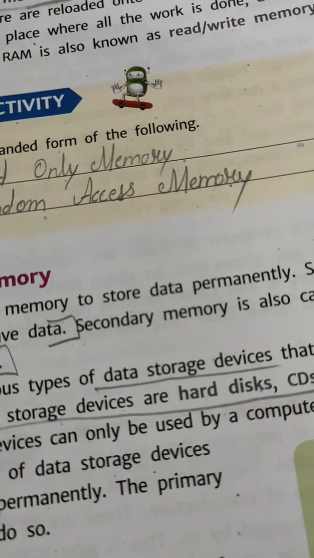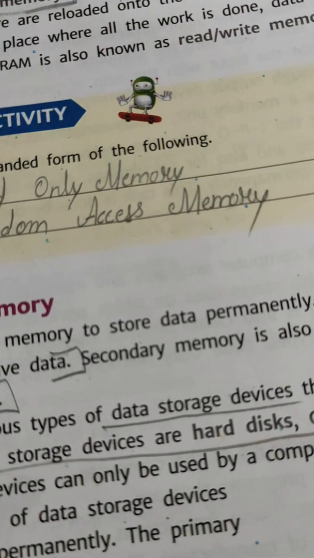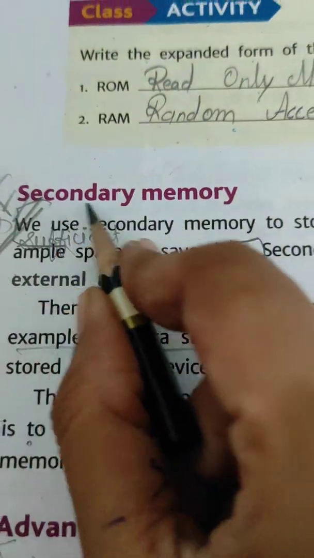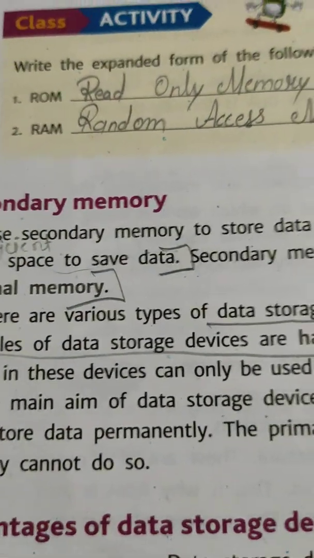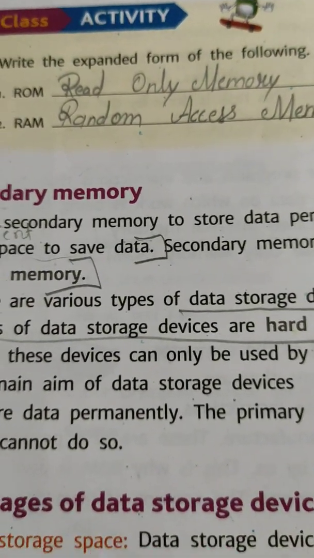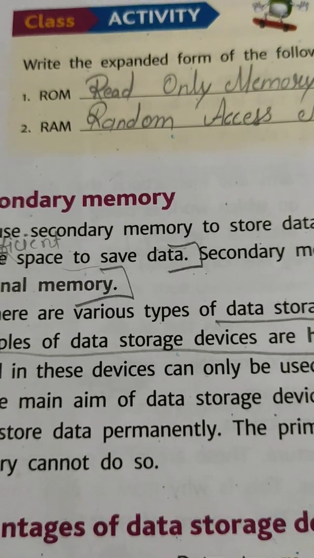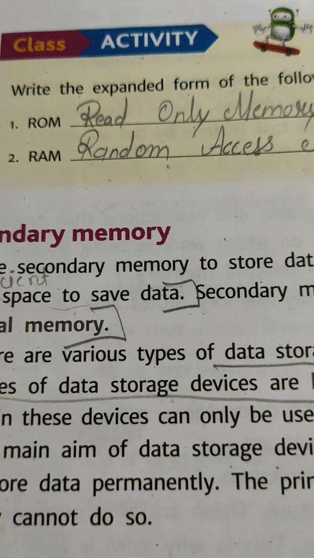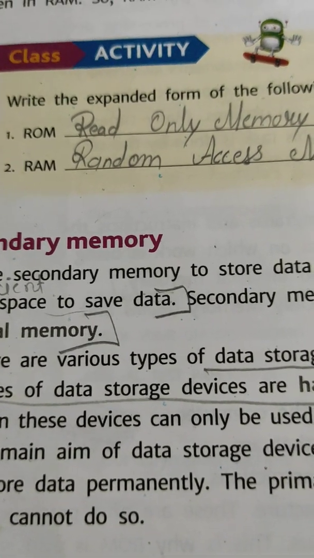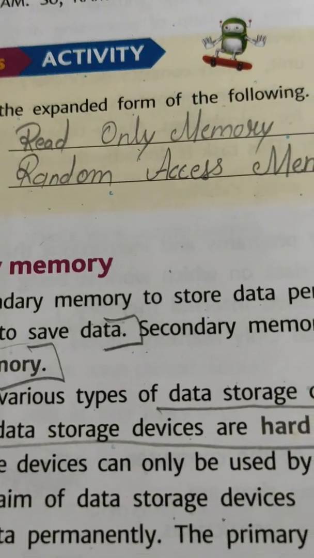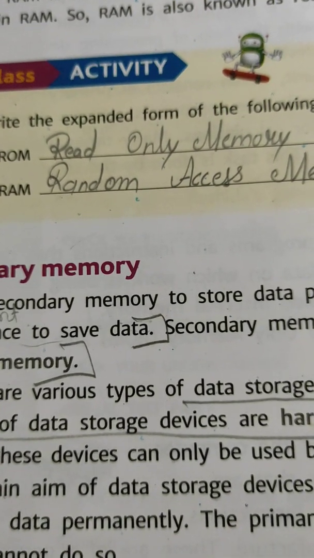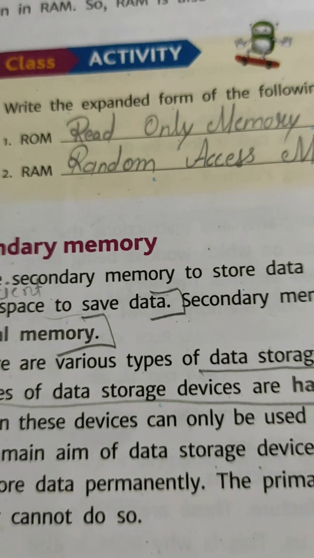Today we will learn about secondary memory and types of secondary memory. Now you can see here it is secondary memory. Now what is secondary memory? We use this secondary memory to store data permanently. Secondary memory provides sufficient space to save data for us. Secondary memory is also called auxiliary memory or external memory.